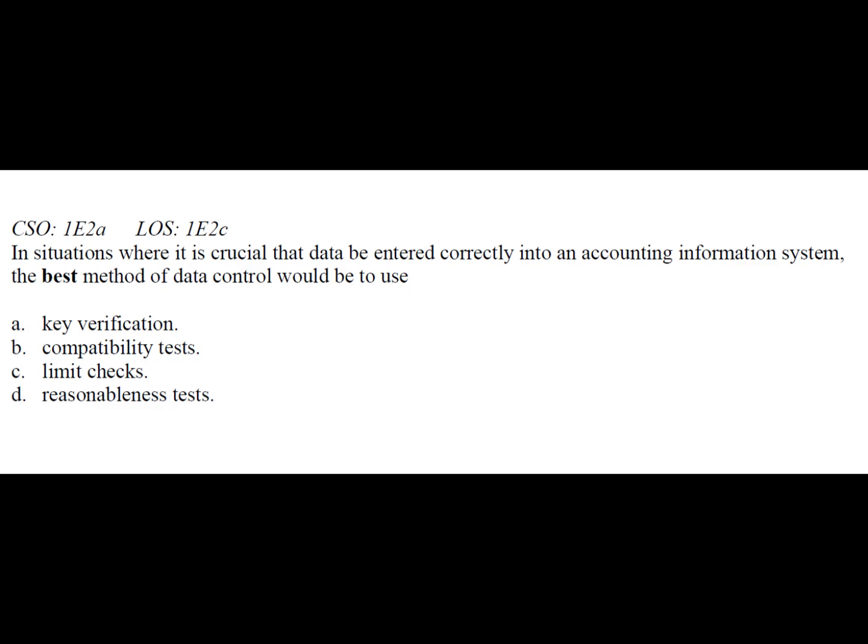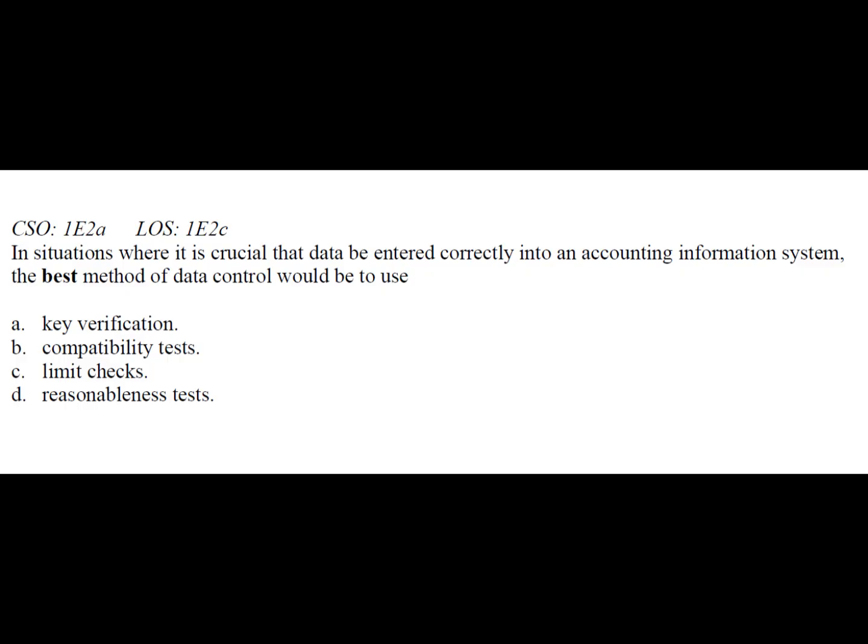This question examines input controls in an accounting information system, AIS, which are designed to ensure that data entered into the system is accurate, complete, and valid. Effective input controls reduce processing errors and improve the reliability of financial information used for decision-making.